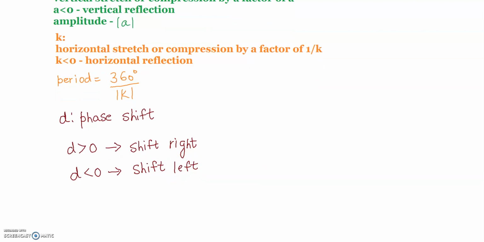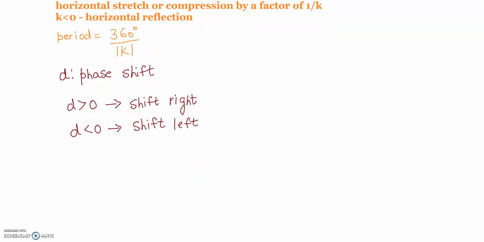And the last transformation is the value of c, which is the vertical shift. When c is greater than 0, meaning positive values, it can shift up or translate up. When the value of c is less than 0, then it can shift or translate down.